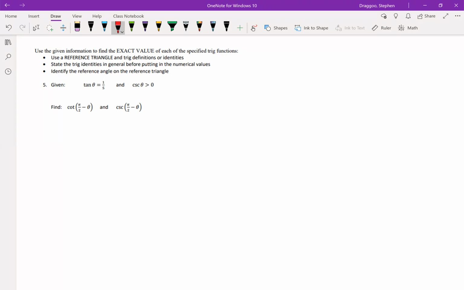Right, in problems 5 through 10, we're going to be using reference triangles to solve for the given trig functions based on the given information. So in problem 5, we're told that tangent is equal to 1/5 and cosecant is greater than 0. So things we know from that information is that tangent is positive and cosecant is positive, which means we must be in quadrant 1.